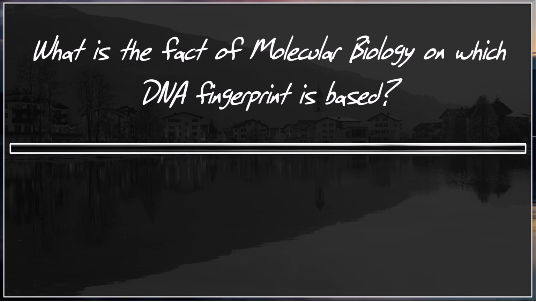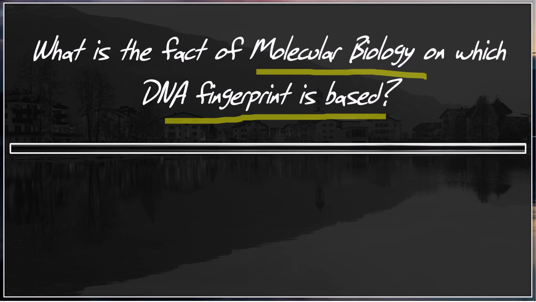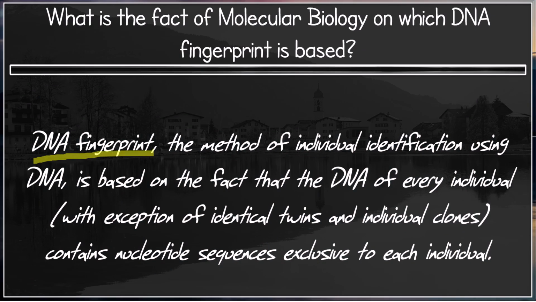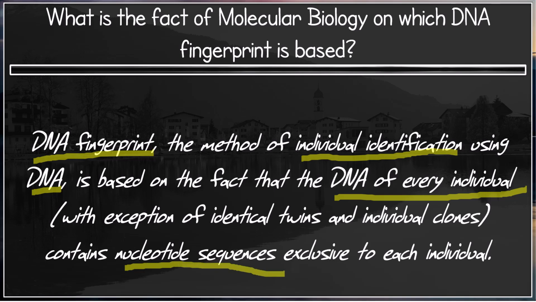What is the fact of molecular biology on which DNA fingerprint is based? DNA fingerprint, the method of individual identification using DNA, is based on the fact that the DNA of every individual contains nucleotide sequences exclusive to each individual.